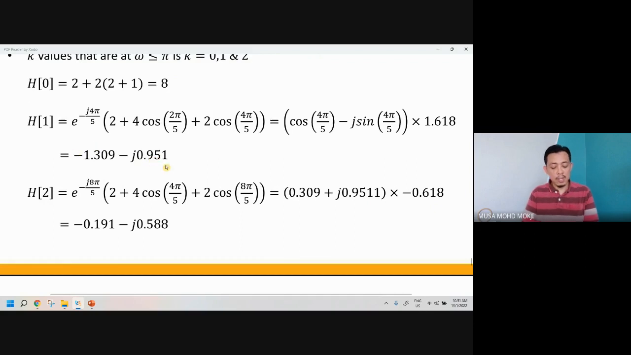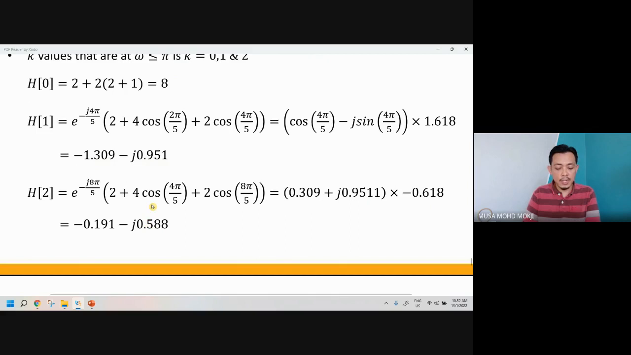Okay, so now in this example, you see that we have a real and imaginary value. Previously, we just saw some real value only. So now we have a real and imaginary value. And do that for H2. So after solving that, you will get minus 0.191 minus j 0.588. So another mix of a real and imaginary value.